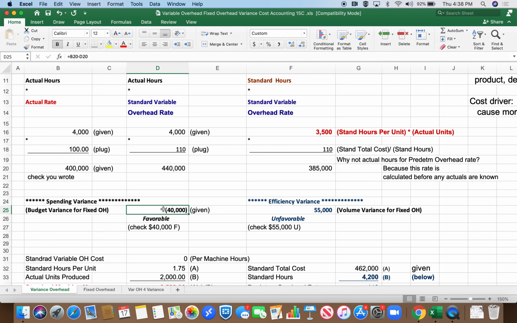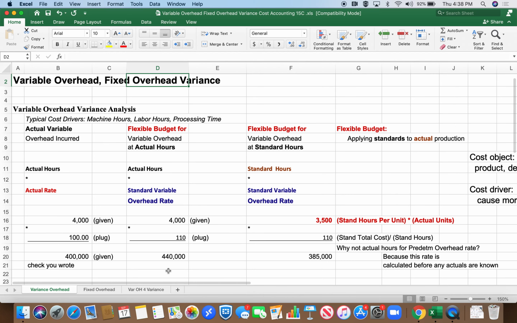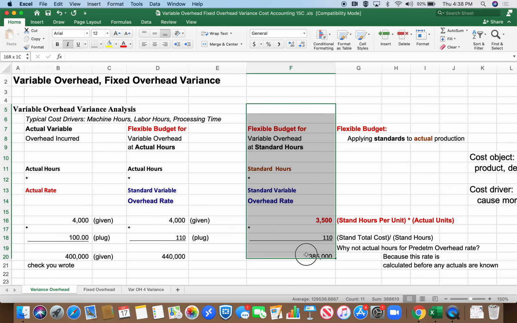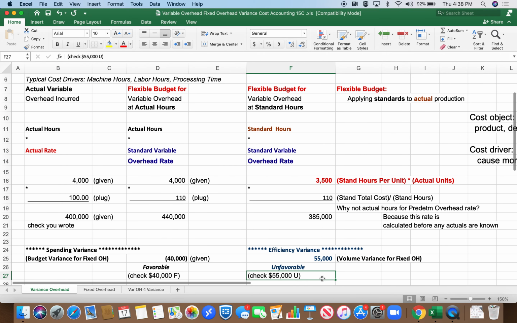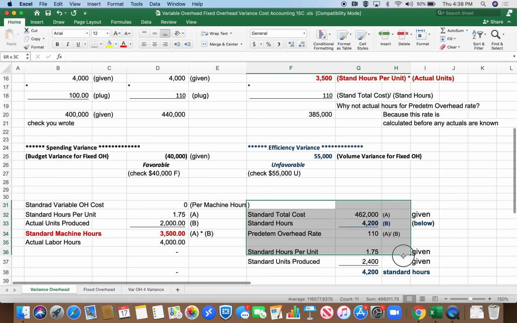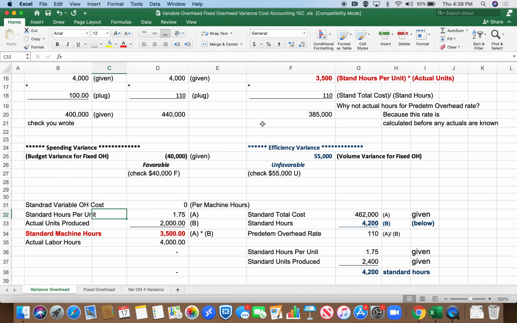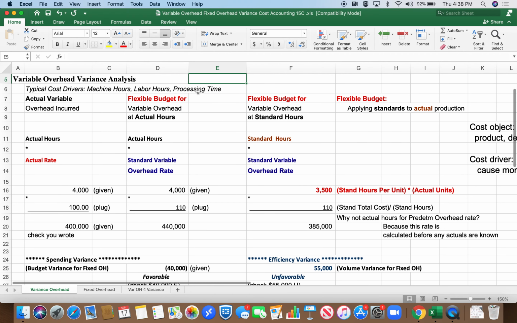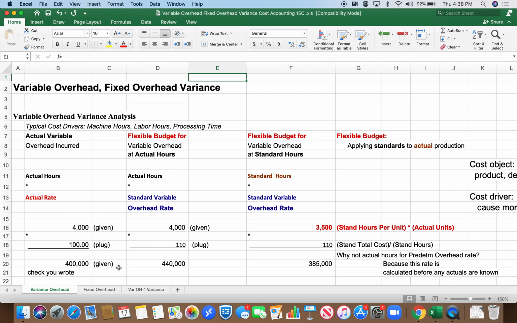This is a very difficult topic, and I have found that the only way to do this is to set up a chart like this with your actual data here, your standard here. You figure out the standard below it in this area, and down here. And then when you add up the three columns, your variances are either a spending variance or an efficiency variance. Very difficult, takes a lot of practice to get through this. And that's a discussion on variable overhead variance. I'm going to do a separate video on fixed overhead, which is the next tab.